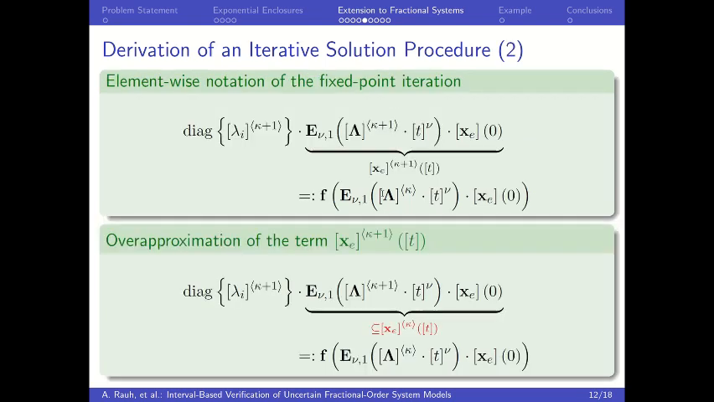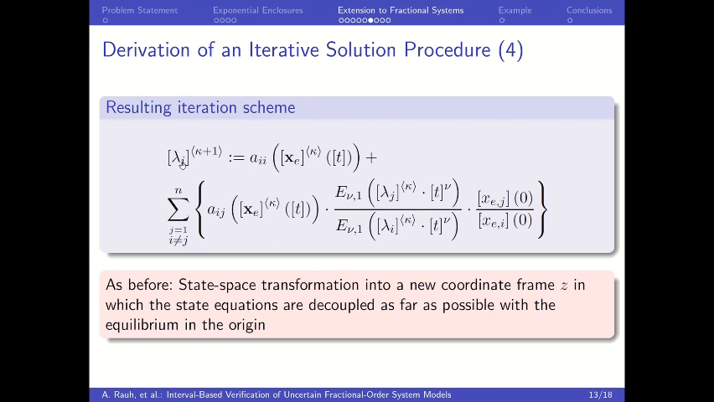Now, the following steps are again based on a fixed-point iteration. We plug in the corresponding Mittag-Leffler representation of the state enclosure, over-approximate this term here in the iteration step kappa plus 1 by the outcome of the previous iteration step, and resolve this corresponding expression towards the parameters that are yet unknown. Please keep in mind that overestimation due to coupling of the state equations can be reduced, again, as in the case of the integer order system models, if we transform the sets of state equations as far as possible into a decoupled form with an equilibrium in the origin.